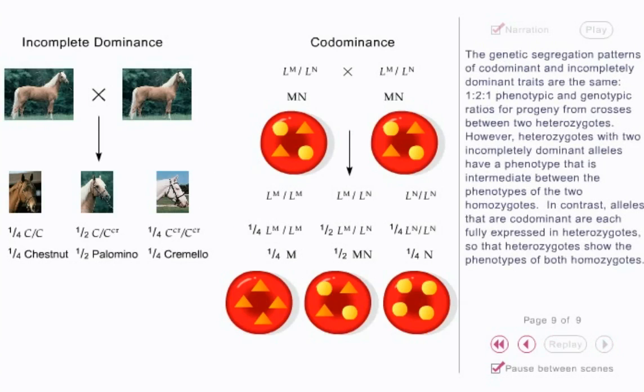The genetic segregation patterns of codominant and incompletely dominant traits are the same, 1:2:1 phenotypic and genotypic ratios for progeny from crosses between two heterozygotes. However, heterozygotes with two incompletely dominant alleles have a phenotype that is intermediate between the phenotypes of the two homozygotes. In contrast, alleles that are codominant are each fully expressed in heterozygotes, so that heterozygotes show the phenotypes of both homozygotes.